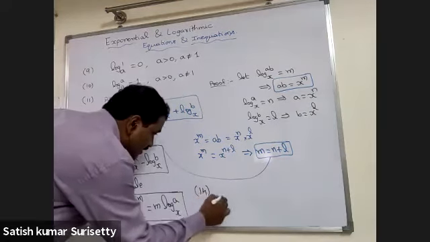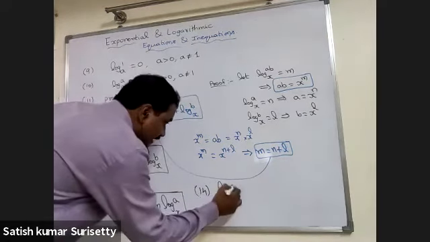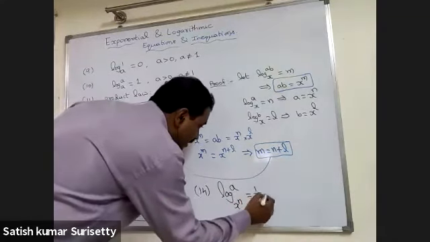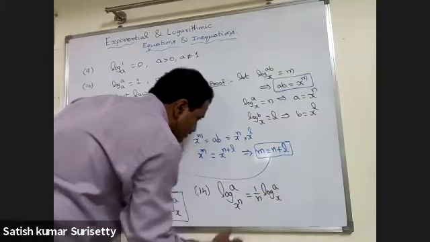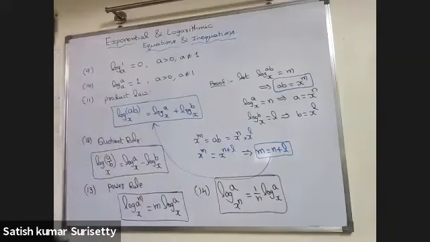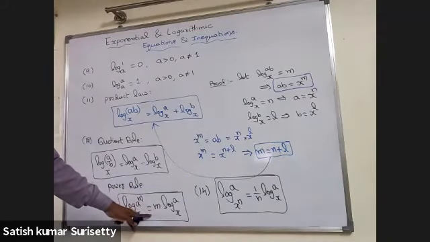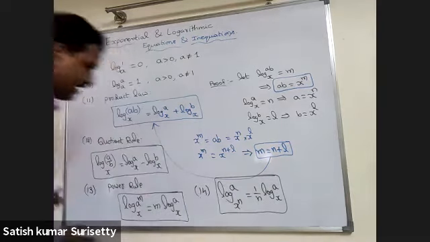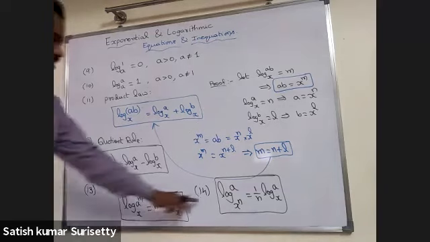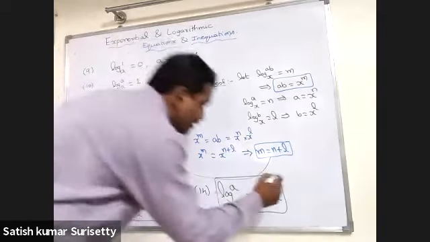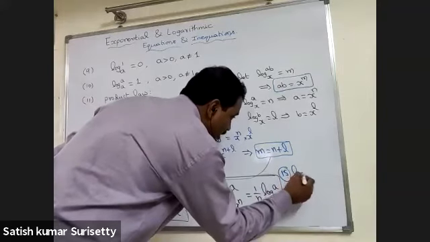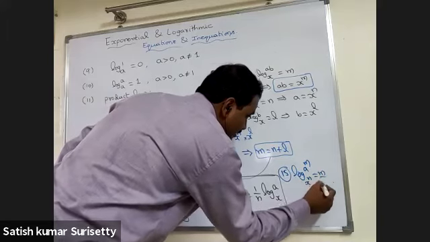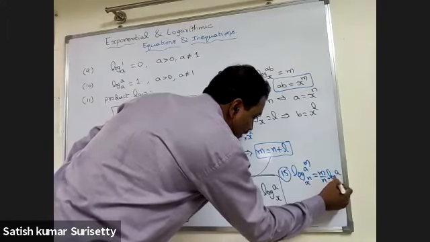One more similar property is log of a base x to the power of n. It will be equal to 1 upon n log a base x. So remember that if the number has an exponent, it will come as a multiple. If the base has an exponent, it will come in the denominator, 1 upon n log a base x. Combining these two, we can write one more property as log a to the power of m base x to the power of n equals m by n log a base x.